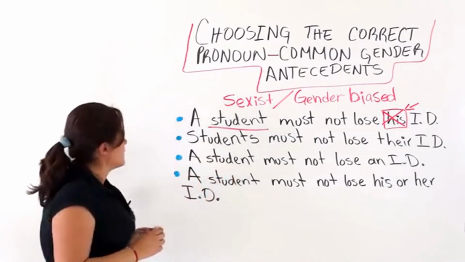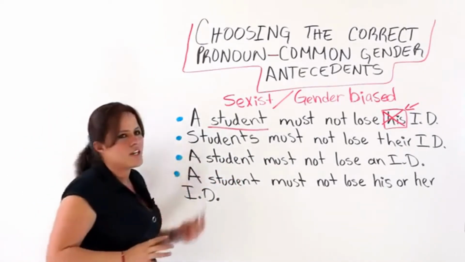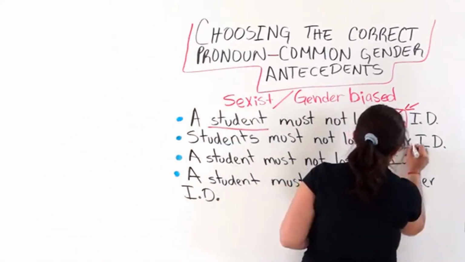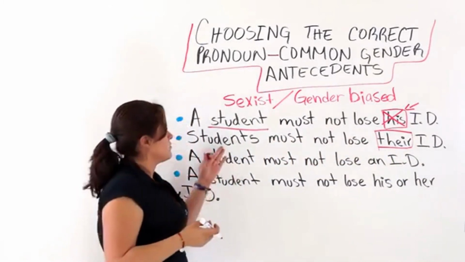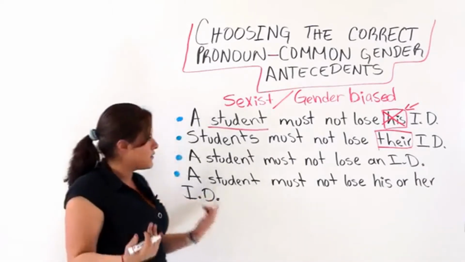The next one is students must not lose their ID. You could change it into the plural form of the pronoun. Instead of saying his, you will say their, because students refers to both women and men, or men and women.